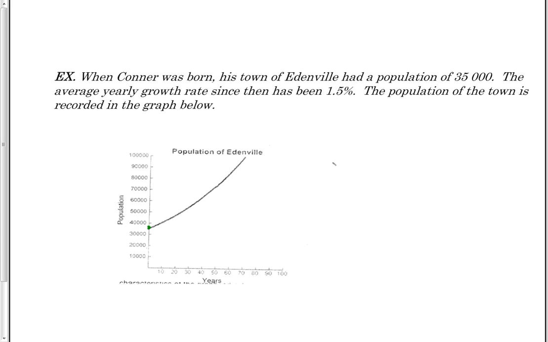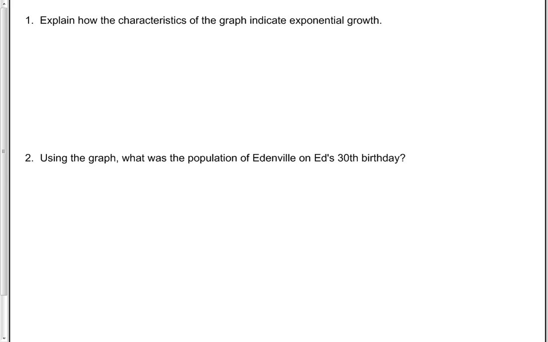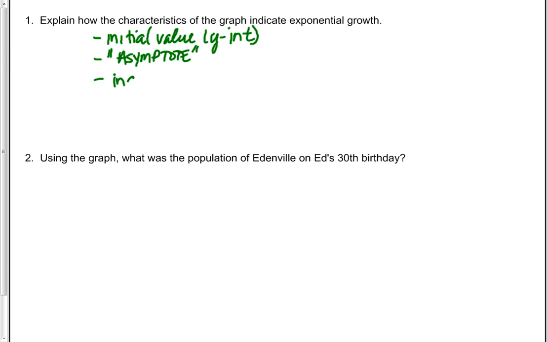The next question asks us, explain how the characteristics of the graph indicate exponential growth. The initial value is the y-intercept. It doesn't show the left side of that graph, but there never were negative numbers of people. So there is technically an asymptote. It increases rapidly. As time goes on, we're going to have more and more people.